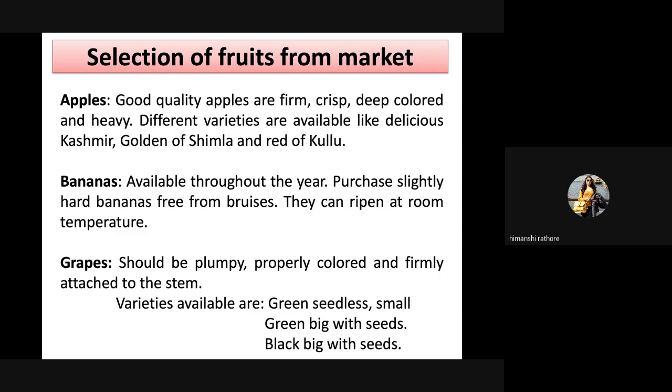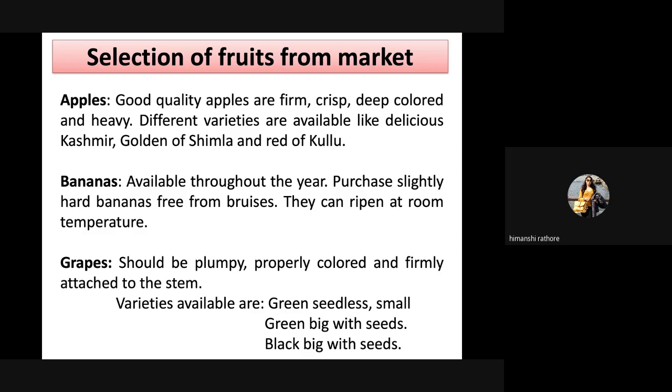Like if you are having apples, good quality apples are firm, crisp, deep colored and heavy. Different varieties are available, like delicious Kashmiri apples are there, golden of course, Shimla. These are the states in India basically where the apples are being cultivated and grown. So Kashmir is a state in India, in Himalayas, where good quality apples are being grown. So different varieties of apples are being grown, and delicious apples are being grown in Kashmir. Red of Kullu. Again, Kullu is a place in India where the apples are being grown.